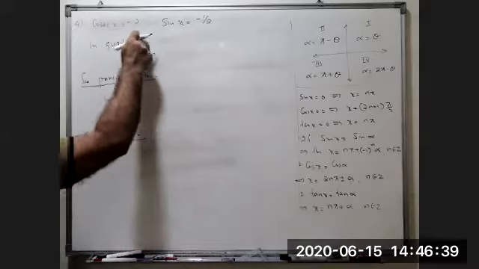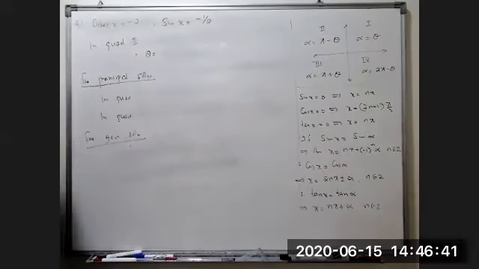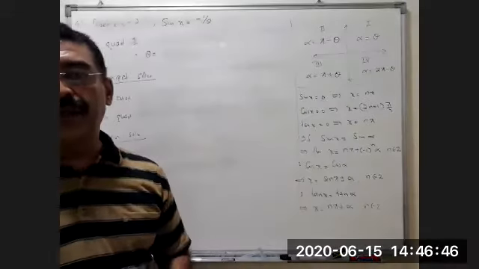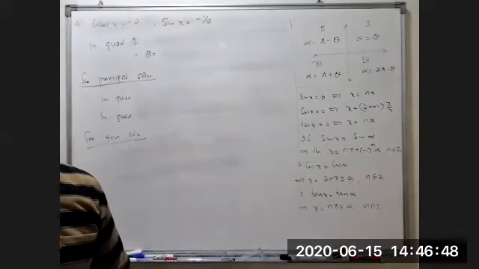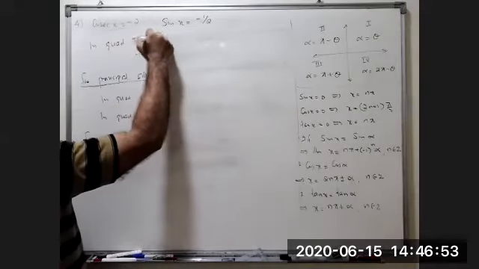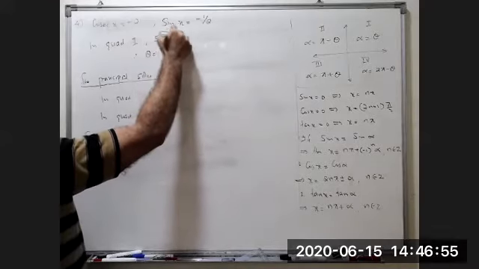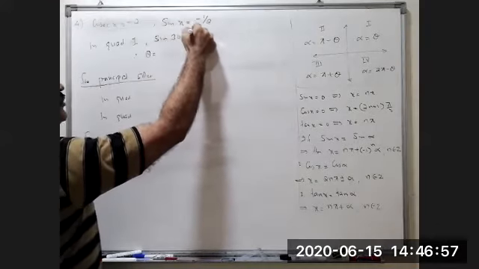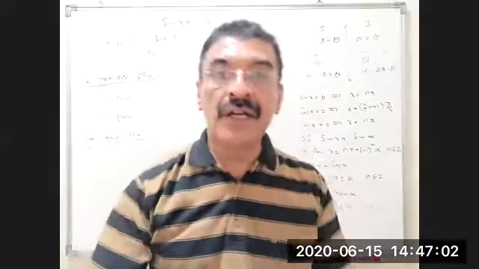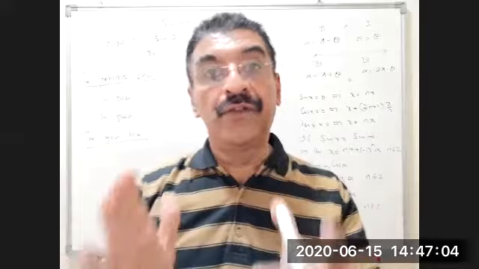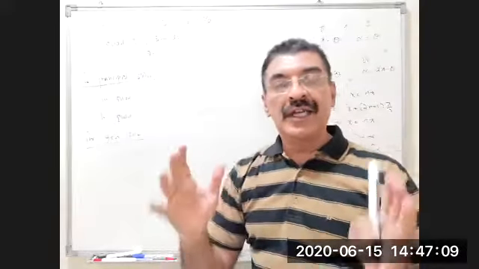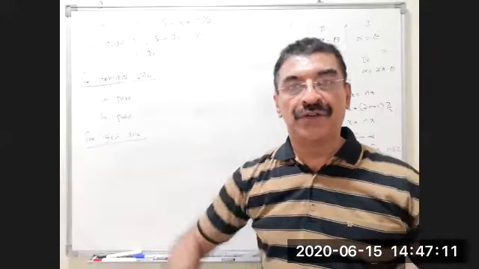So in quadrant 1, taking the positive value, sine of which angle is 1 by 2? Sine of 30, right? So in quadrant 1, sine 30 is equal to 1 by 2. In quadrant 1, take the numerical value, meaning only the positive value. Even though the given value in the question is negative, while taking the angle in quadrant 1, take the positive value only.